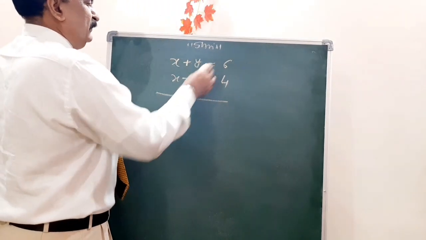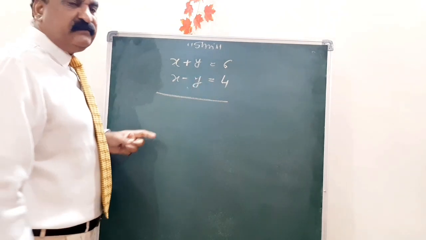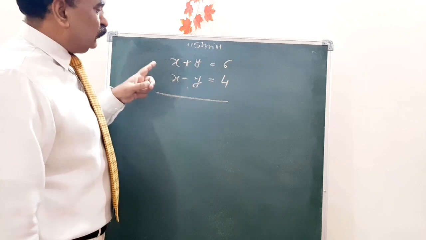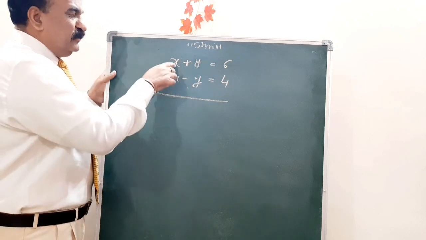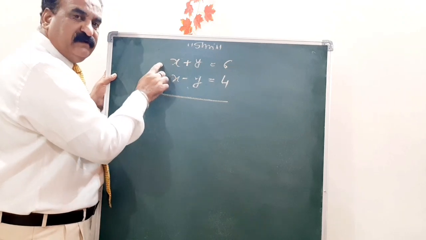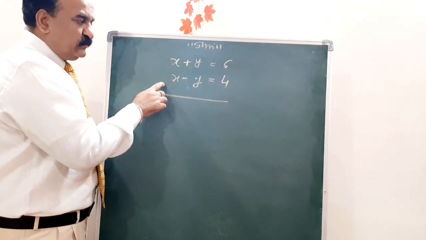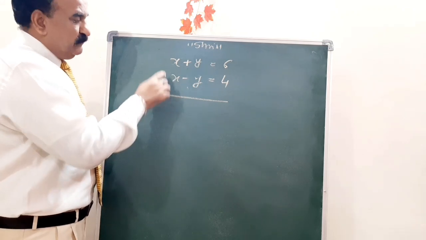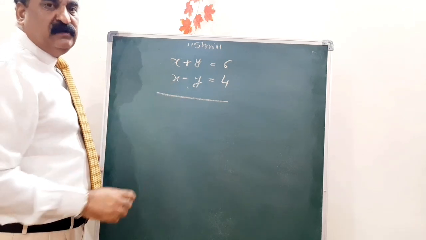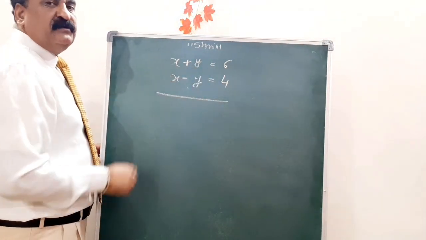This is plus y and this is minus y. And somebody is asking me, sir, I don't want to cancel y, I want to cancel x. But what is the sign of x here? Positive. What is the coefficient of x? Plus 1. What is the coefficient of x here? Plus 1. Okay. Now I want to cancel x. But this is positive, this is positive. And if I am adding here, then x plus x becomes 2x.